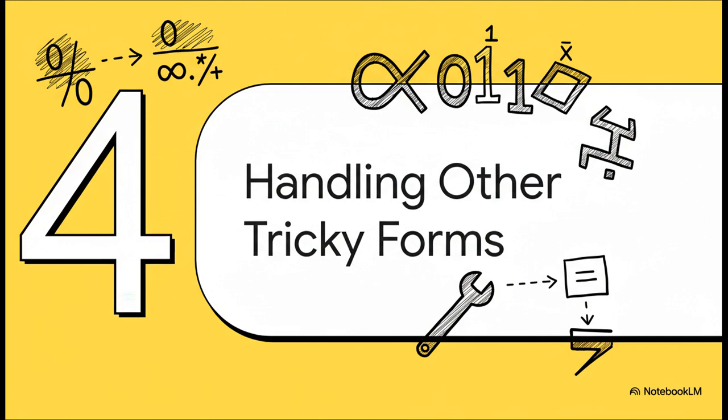All right, so we've mastered 0 over 0 and infinity over infinity. But what about those other 5 weirdos we saw? The products, the differences, the weird exponents? Well, that's where we get to do a little bit of clever algebra to whip them into shape.